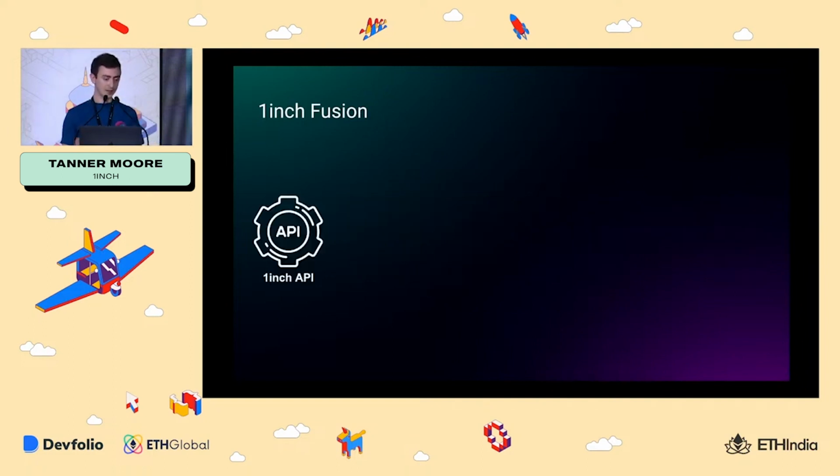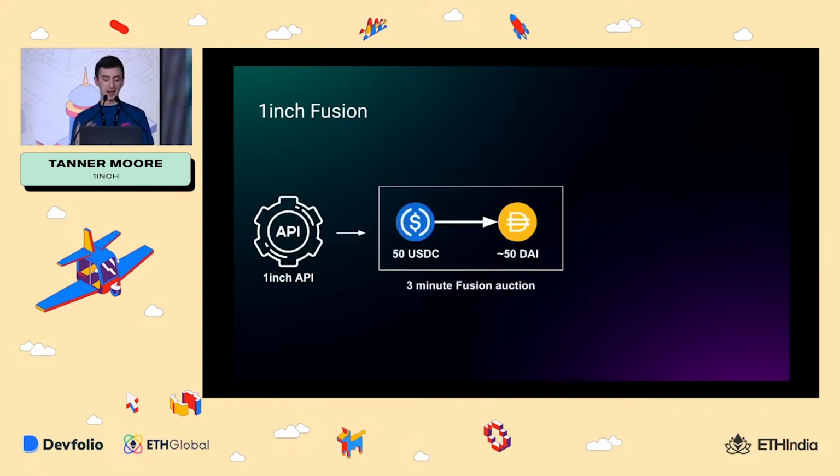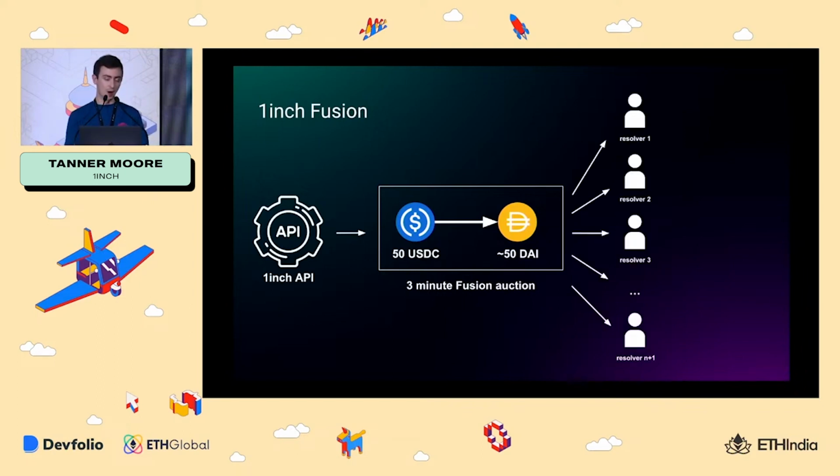The 1inch API will then start a Dutch auction. It'll say that, hey, this user is trying to sell 50 USDC. We expect there to be something around 50 DAI coming back, and this auction will last 3 minutes. And all of the resolvers in the system will now be monitoring this Dutch auction, and they'll be choosing to either fill it or not fill it as it progresses.